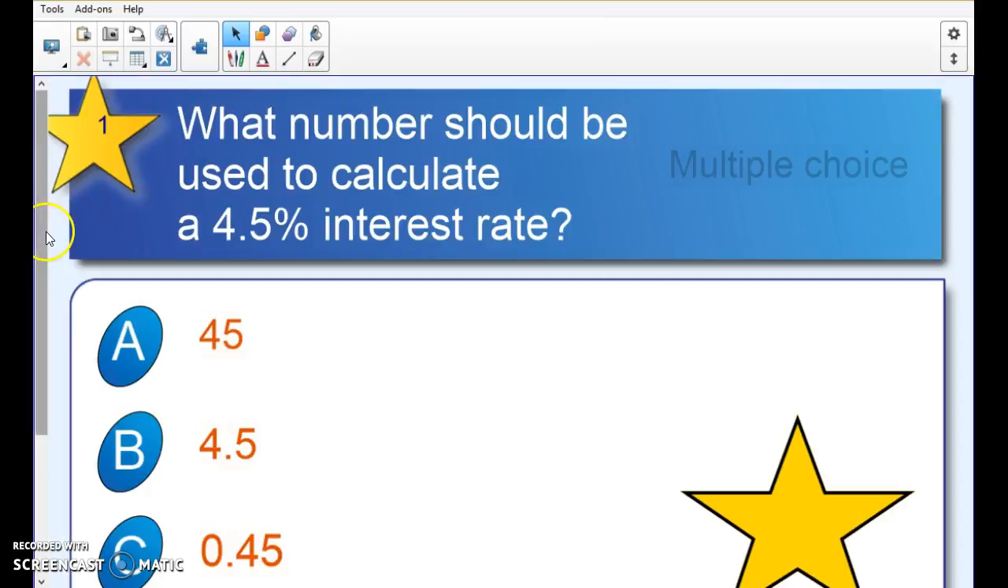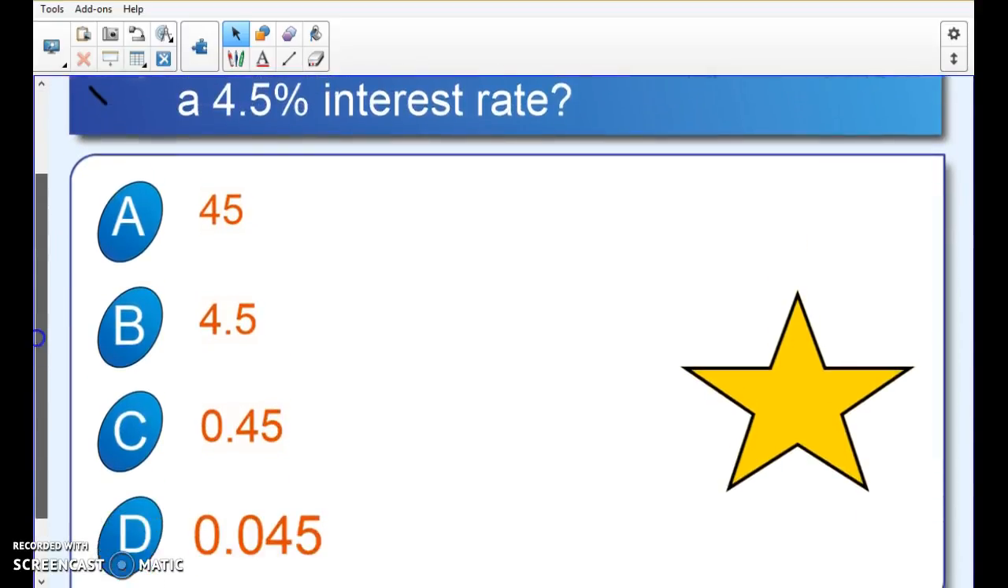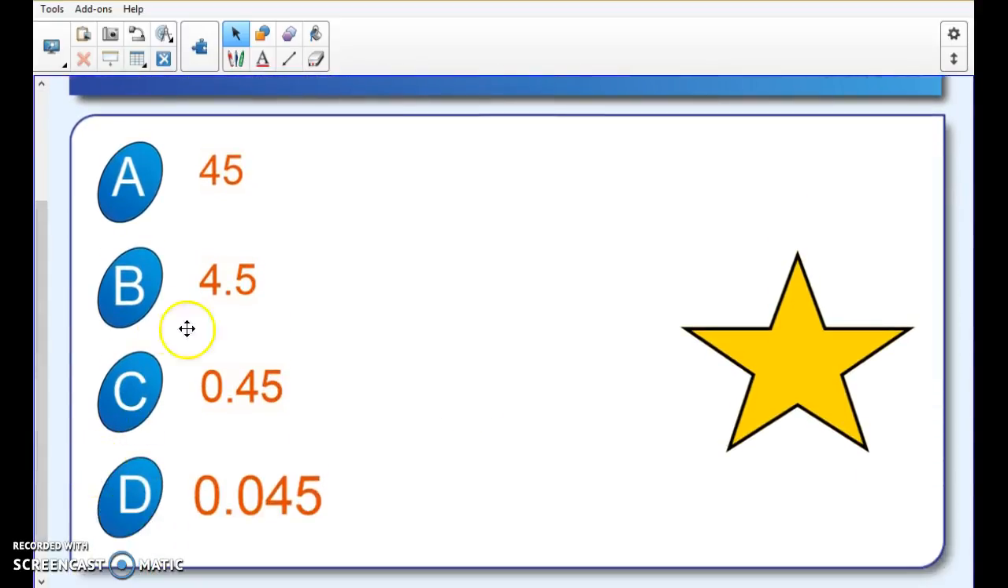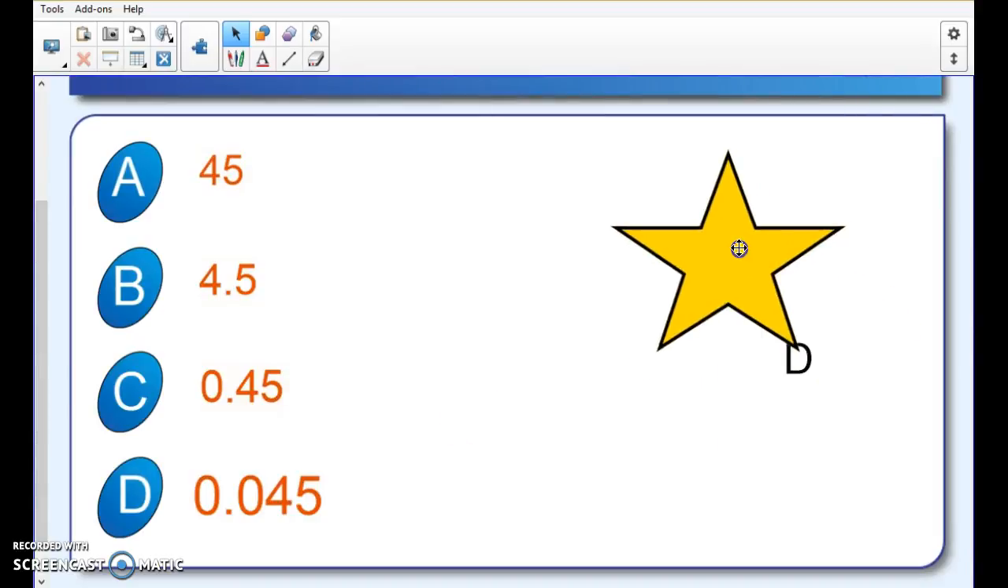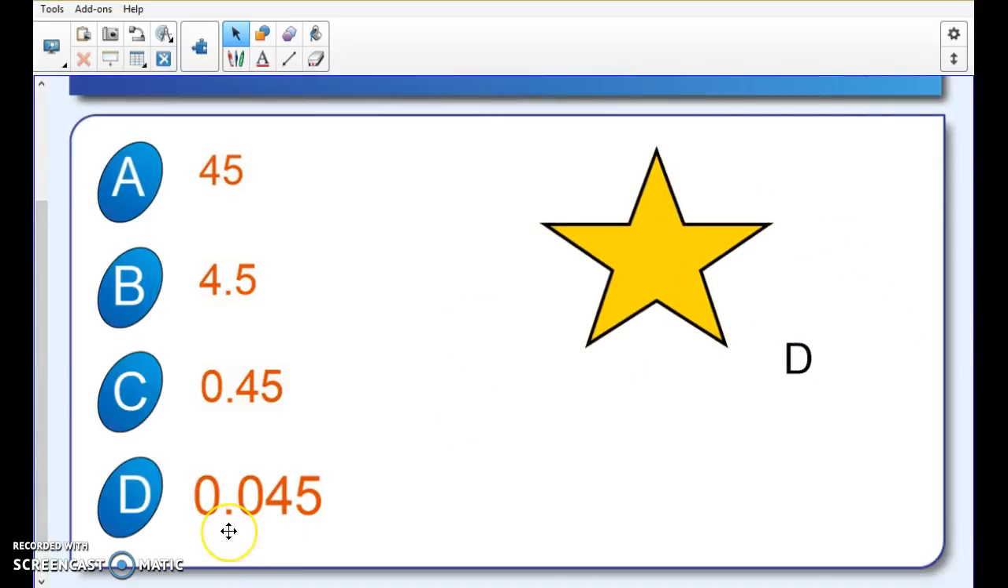And just to review, if I had something that said, for example, 4.5%, when I type it into my calculator it would look like 0.045. Remember, we're going to pretty much divide by 100, so it's 0.045, not two zeros.